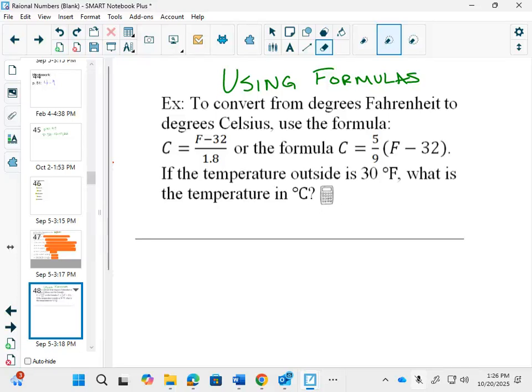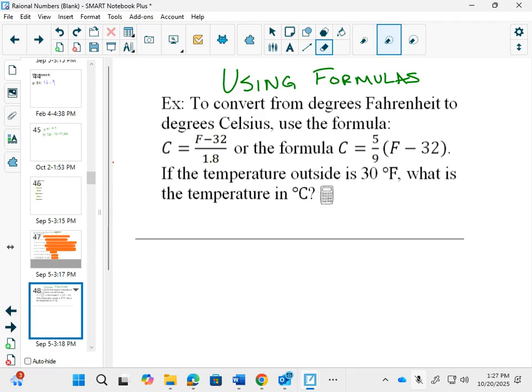One of the things that's really important in math is knowing how to use a formula. And there's a ton of different formulas. You're going to have formulas in your science classes. You're going to have formulas in your other math classes. And so what I did is I picked a formula that I think is somewhat useful.